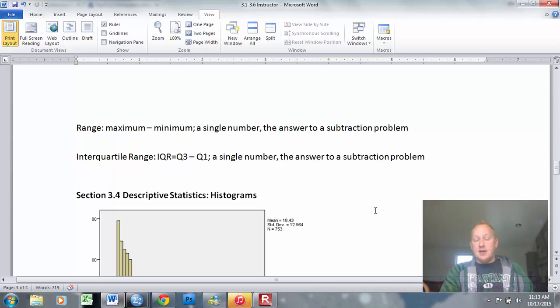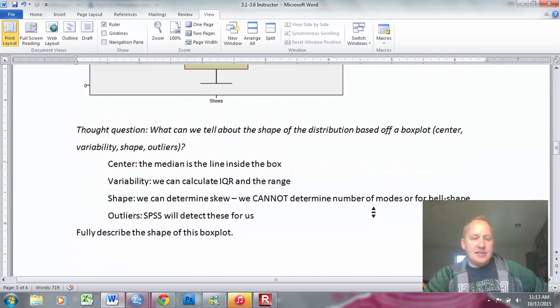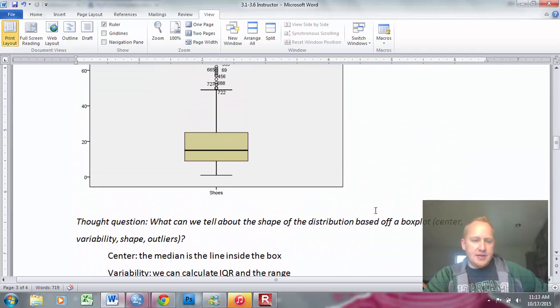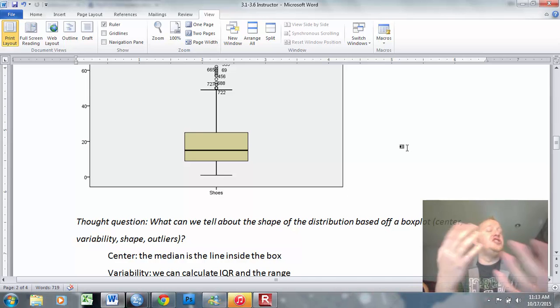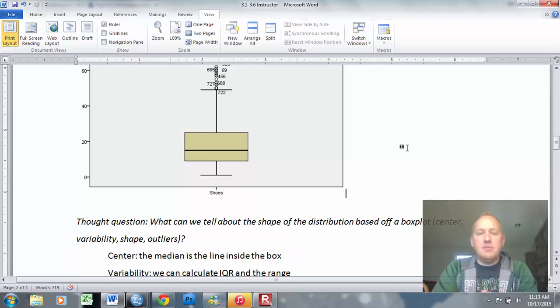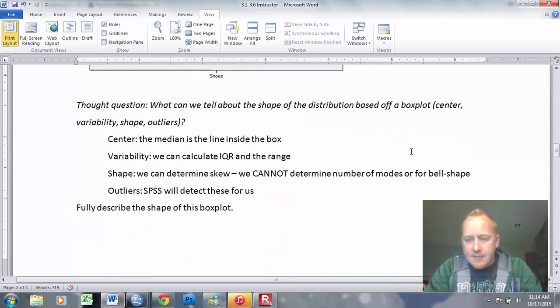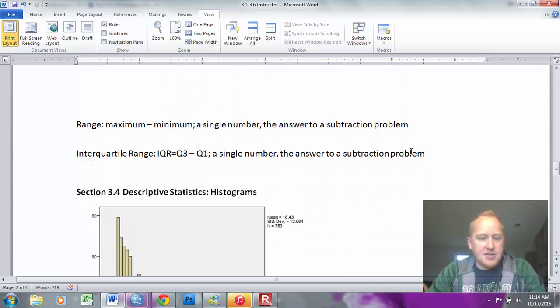And similarly, the interquartile range, or IQR. Again, this is an answer to a subtraction problem. It's the distance, or the difference between Q3 and Q1. So the IQR is the height of the actual box here. And the larger the IQR is, the more variability there is. The smaller it is, that means that the middle 50% of the data is really, really tightly clustered together.